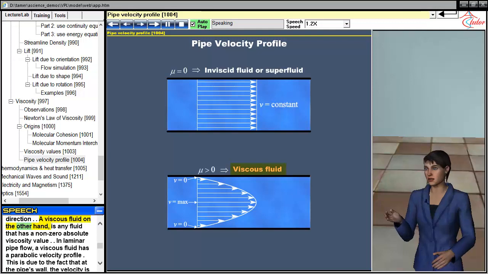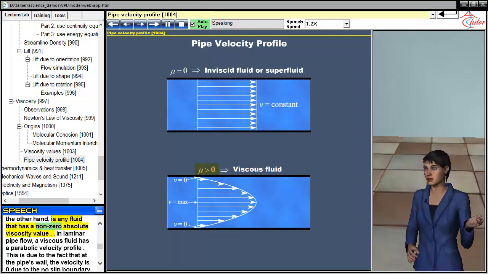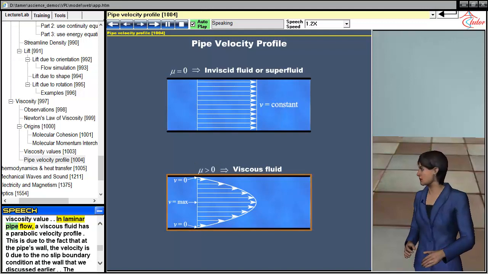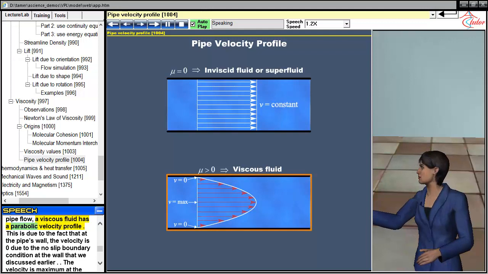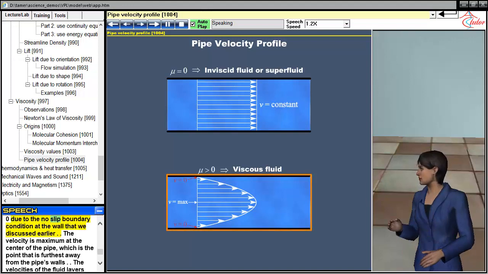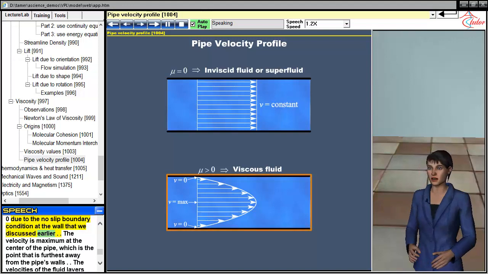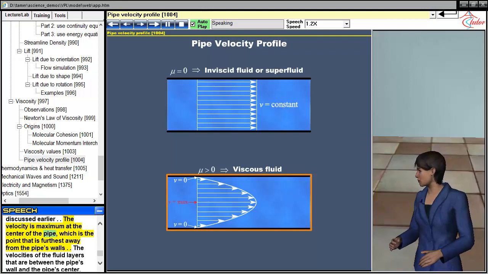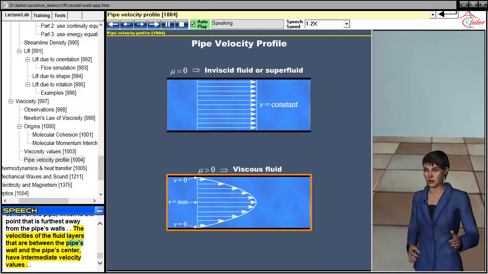A viscous fluid, on the other hand, is any fluid that has a non-zero absolute viscosity value. In laminar pipe flow, a viscous fluid has a parabolic velocity profile. This is due to the fact that at the pipe's wall, the velocity is zero, due to the no-slip boundary condition at the wall that we discussed earlier. The velocity is maximum at the center of the pipe, which is the point that is furthest away from the pipe's walls. The velocities of the fluid layers that are between the pipe's wall and the pipe's center have intermediate velocity values.